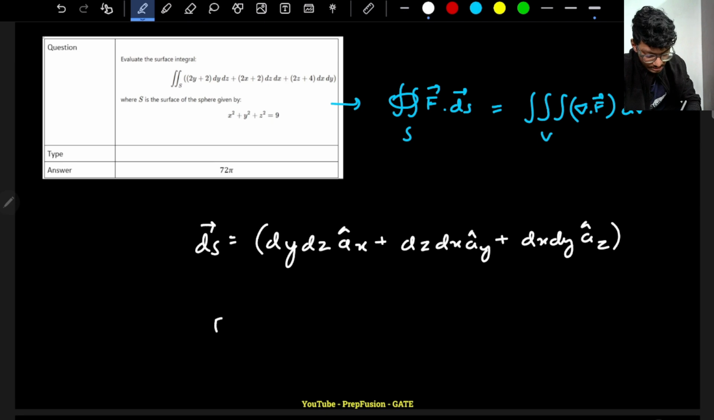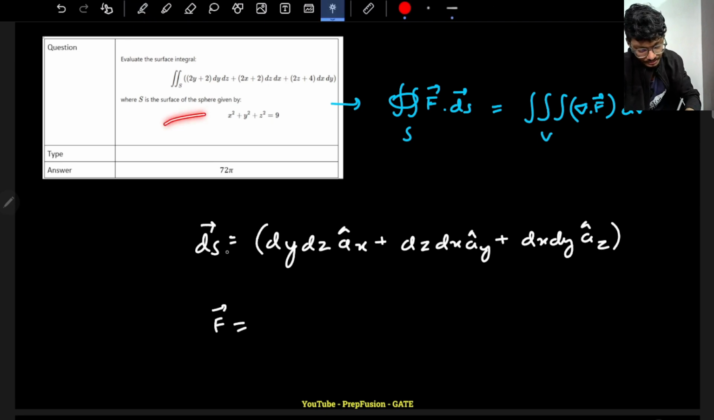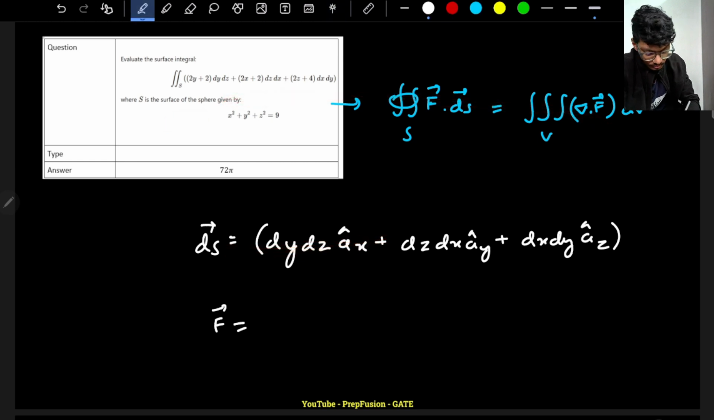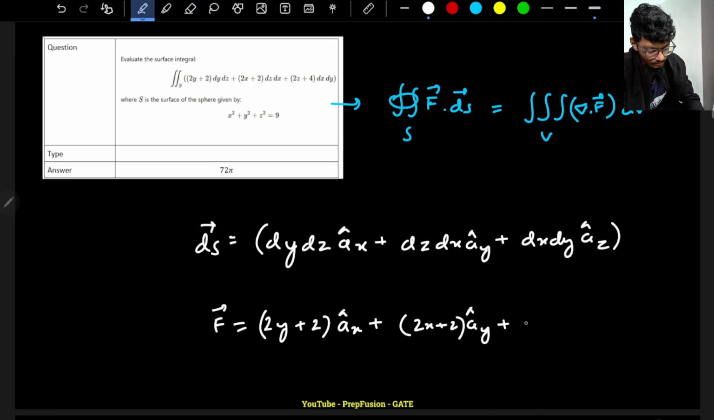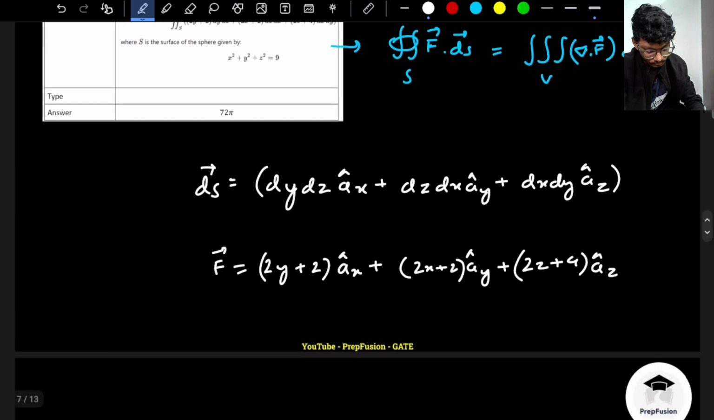So my F dot dS, right? Basically from here I can directly say, if I just compare the two equations, my F will be equal to (2y plus 2) ax plus (2x plus 2) ay plus (2z plus 4) az. Okay, just hold on a second, I will check if everything is recording fine. Yes, everything is recording fine. So this is what I get.